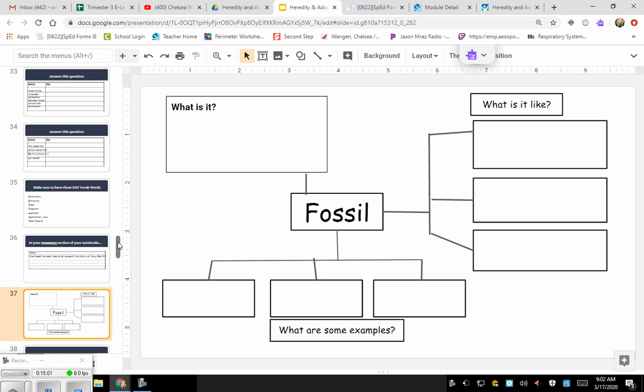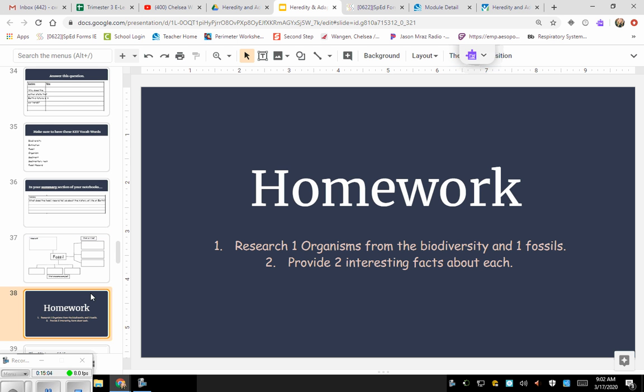So, to end today, your homework is you are going to research one organism from biodiversity and one fossil. Remember, biodiversity are things that exist throughout many ecosystems. And then a fossil is something that is no longer existing, something that is in rock, something that is from history, something that's been extinct. So you need to provide 2 interesting facts about each. You can search this on the internet. You can use something that we've done in class, but you should be able to do this on your homework sheet and turn that in through Schoology.